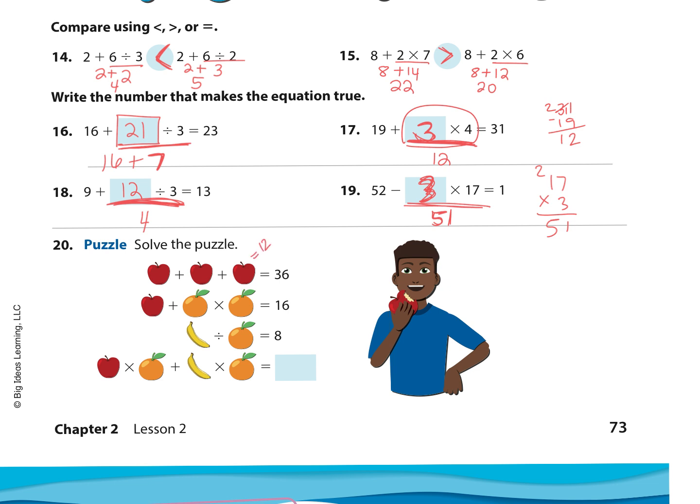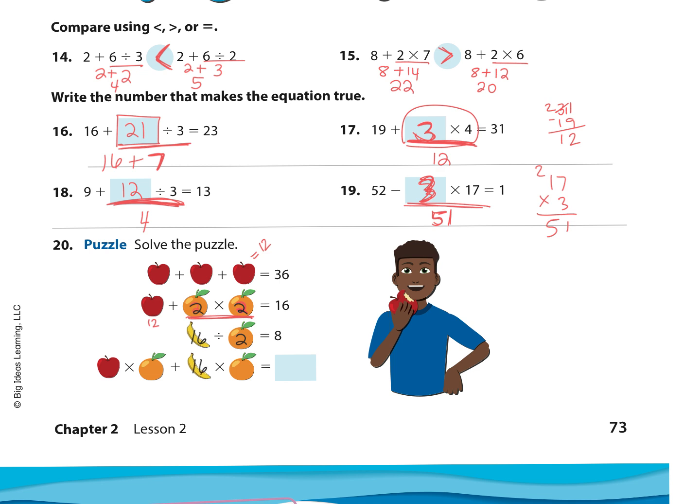All right, well, if this is 12, and I'm adding it to an orange times an orange to get 16, what must an orange be? 2. Each orange is 2, because 2 times 2 is 4. Okay, well, now I know that I have an orange, which is 2, so something divided by 2 must equal 8. What can I divide by 2 that equals 8? 16. So a banana is 16.